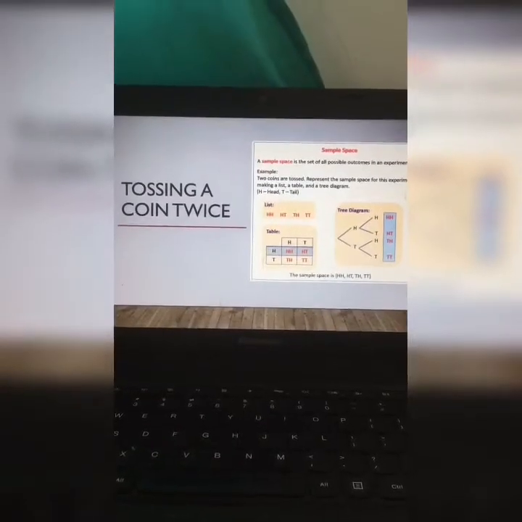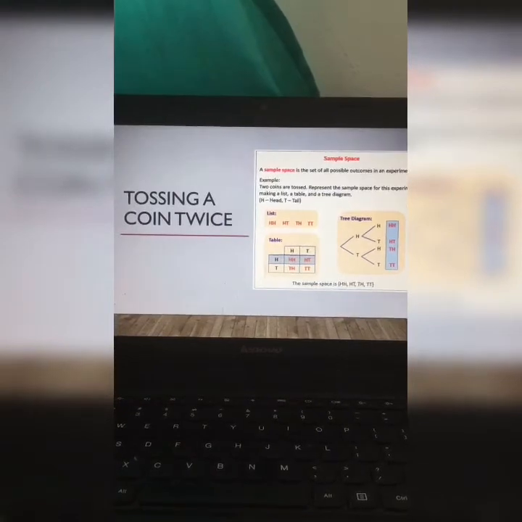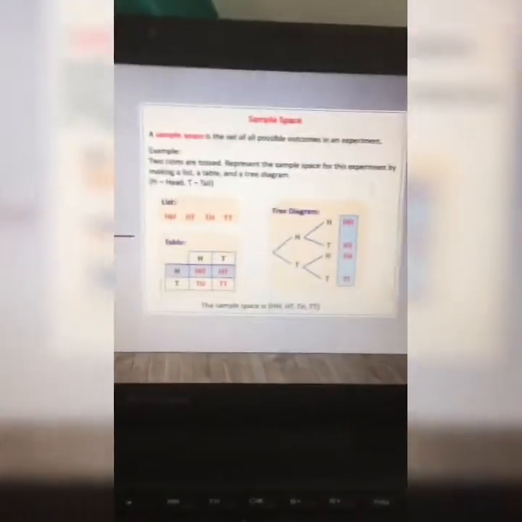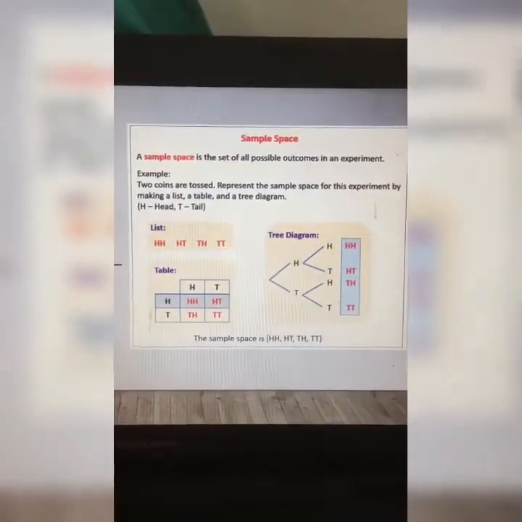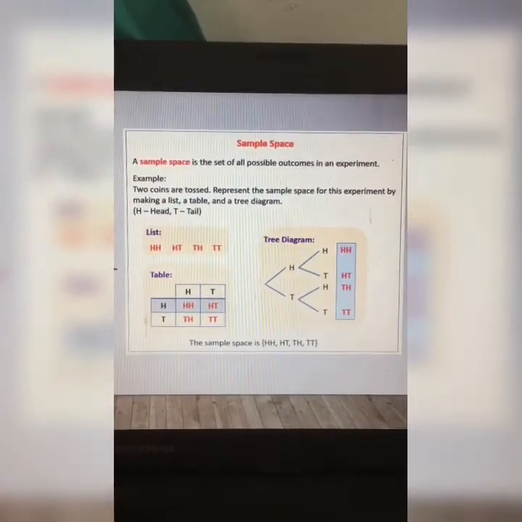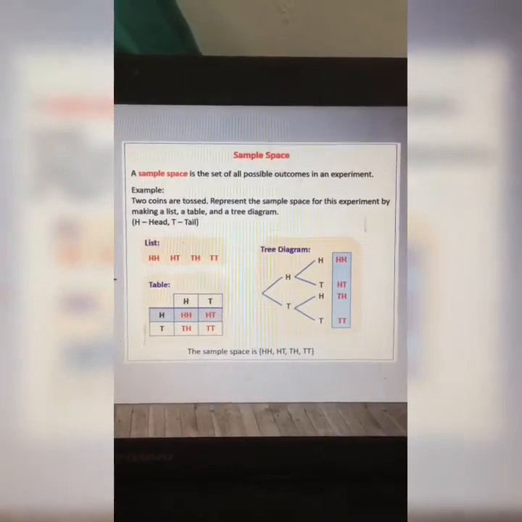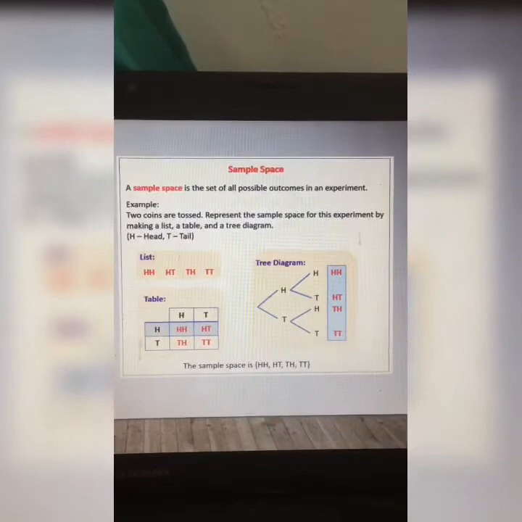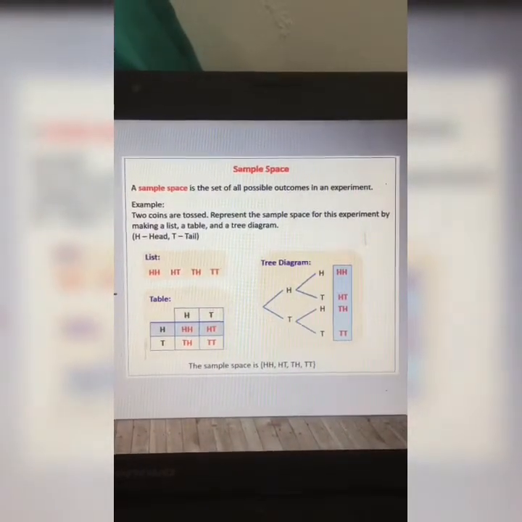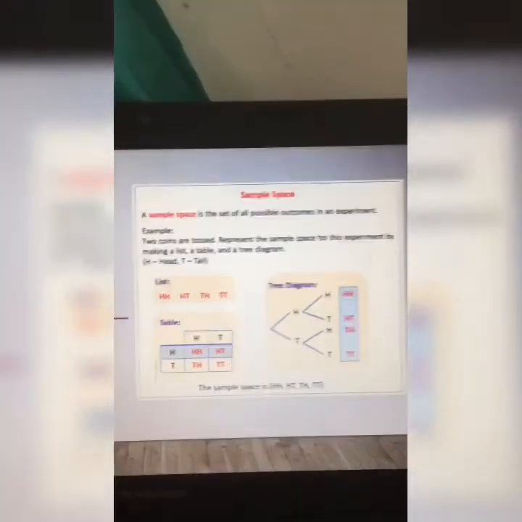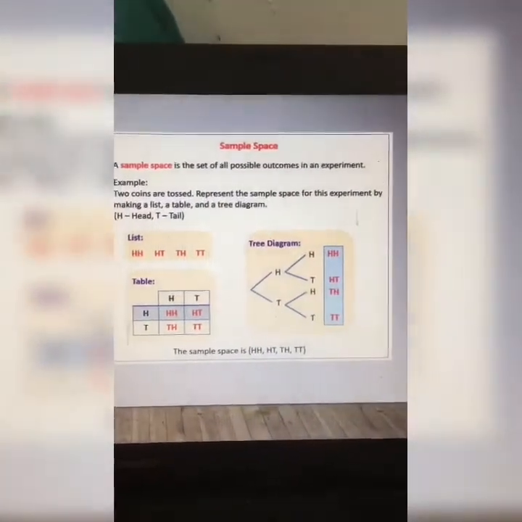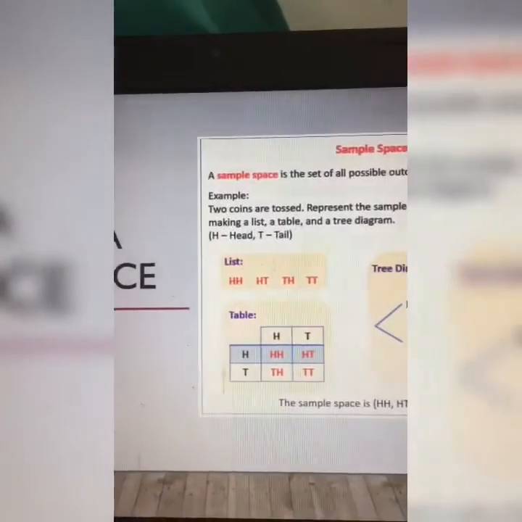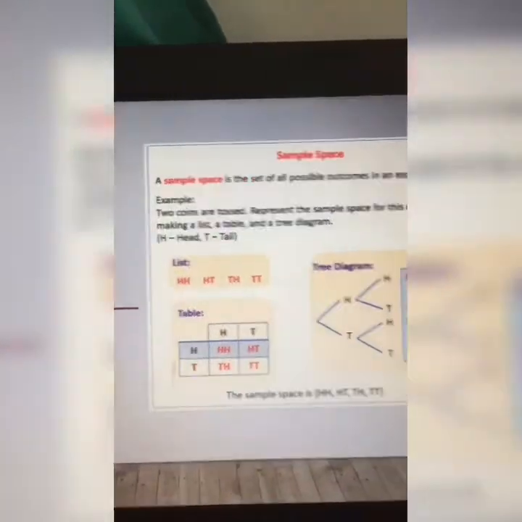And our first example in probability and sample space is tossing a coin twice. Sample space is the set of all possible outcomes in an experiment. Example 1: two coins are tossed. Represent the sample space for this experiment by making a list, a table, and a tree diagram. First, our sample space are head head, head tails, tails head, and tails tails.